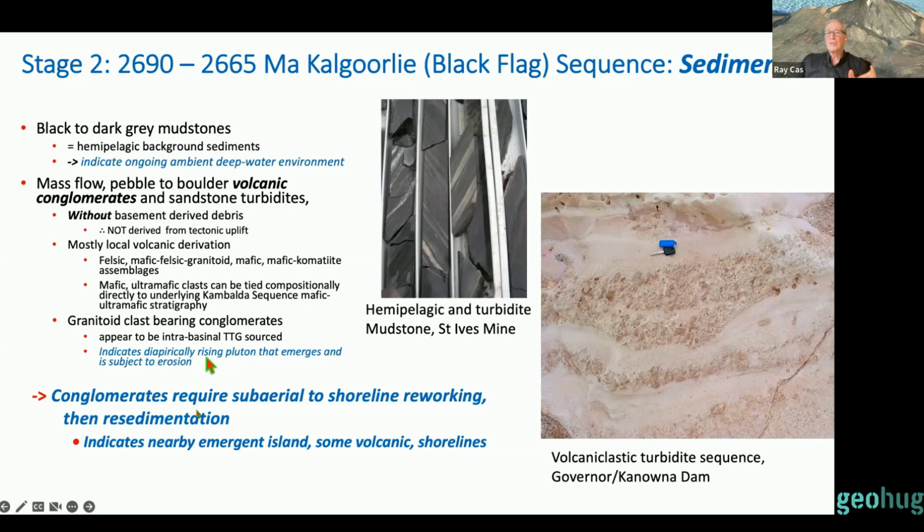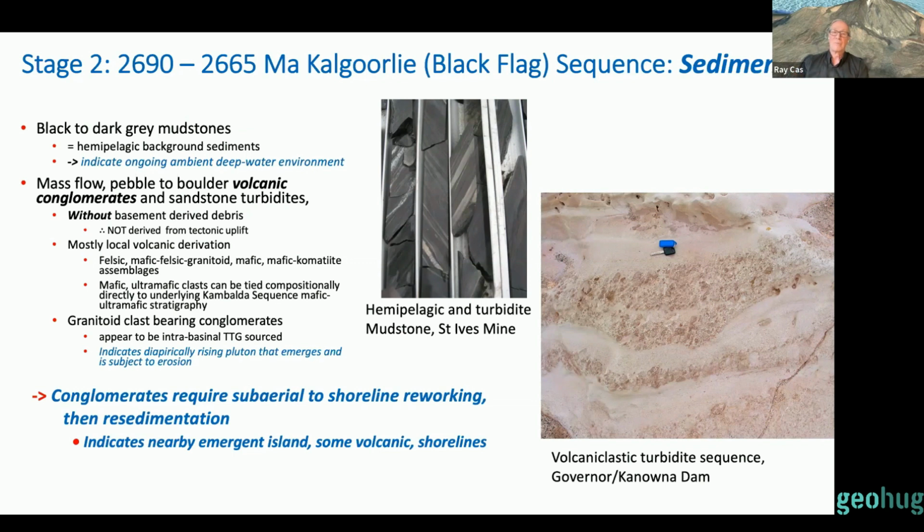So this indicates that at the time that these sediments were actually being generated, eroded, transported, and then deposited, TTG granitoids were actually becoming emergent and available for erosion. Now, to cause erosion, and particularly to generate rounded clasts, it requires these source rocks to be uplifted above sea level into subaerial environments where they're subjected to subaerial fluvial erosion and reworking, as well as shoreline reworking, erosion, and then resedimentation.